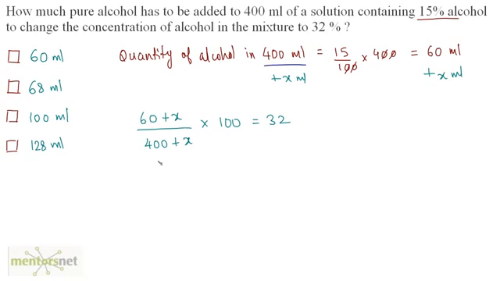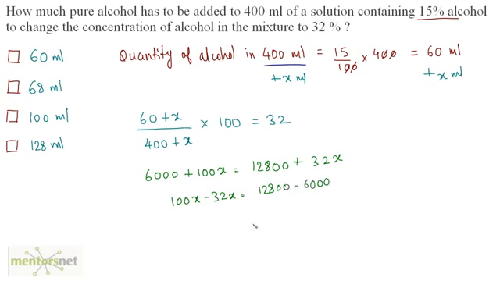Let's multiply by 100 here. So 6000 plus 100x is equal to 400 times 32. 32 times 4 is 128, and we have these two zeros, so 12800 plus 32x. So we have 100x minus 32x is equal to 12,800 minus 6,000. So 100 minus 32 is 68, so 68x is equal to 6,800.